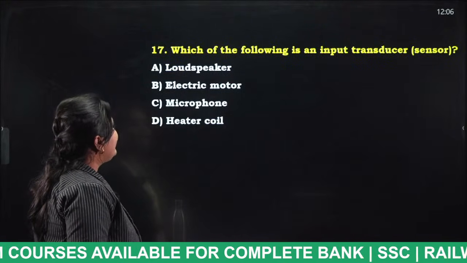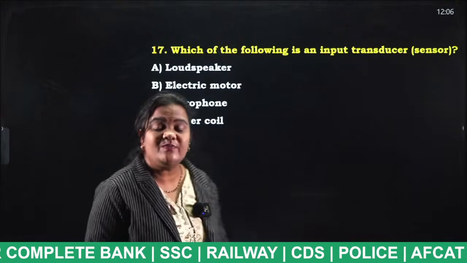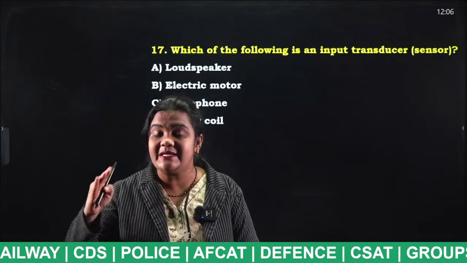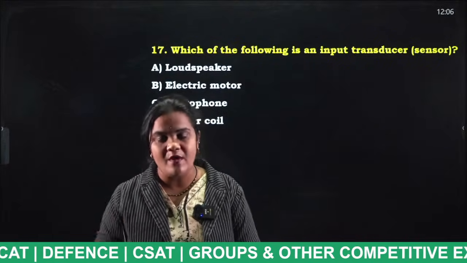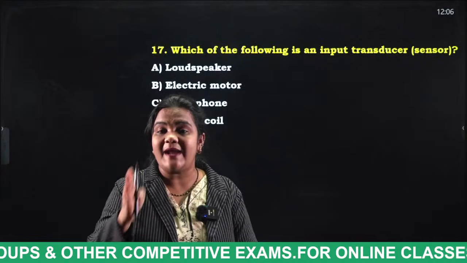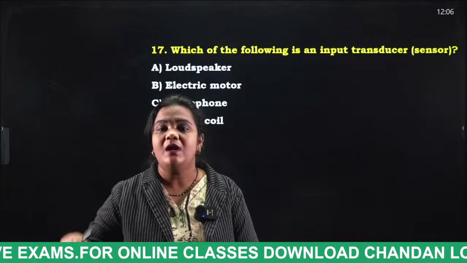Which of the following is an input transducer? Sensor, loudspeaker, electric motor, microphone, heater coil. I have already explained you what is transducer, students. Transducer is nothing but it is a device which is converting from one form of energy to another form of energy. Here we have two types of transducer. One is input transducer, example sensor, and other is output transducer, example actuator.